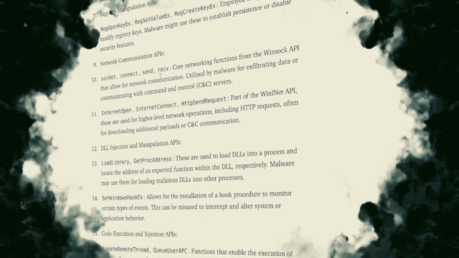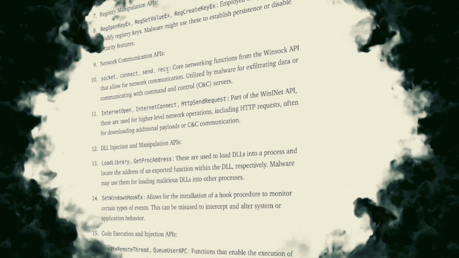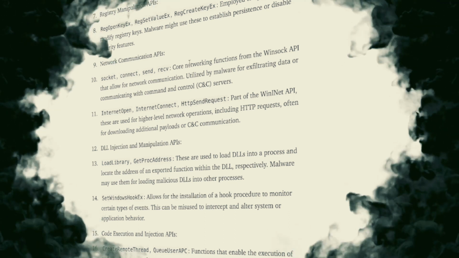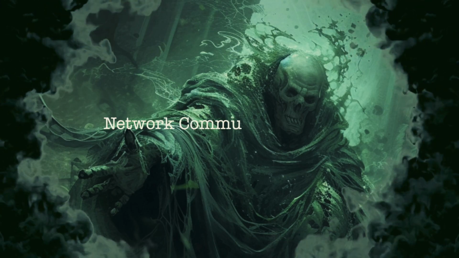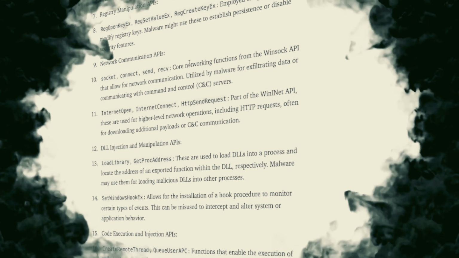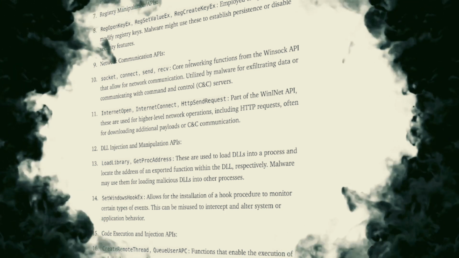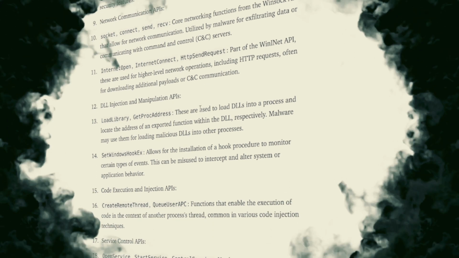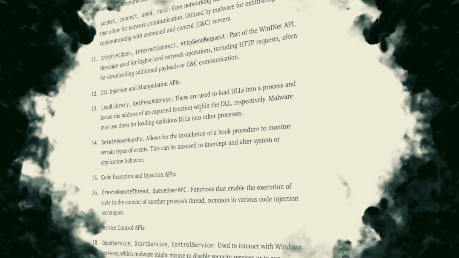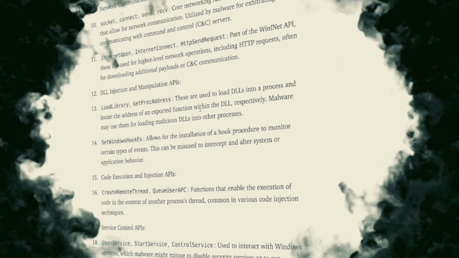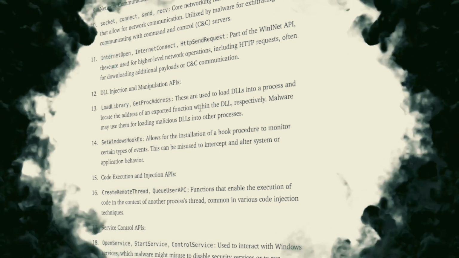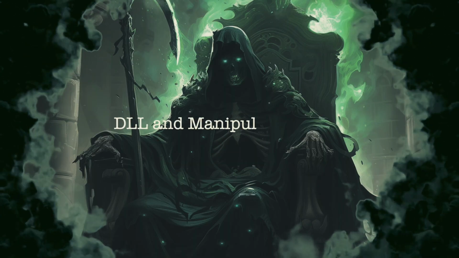Network communication APIs: socket, connect, send, recv are core networking functions from the WinSock API that allow for network communication. Utilized by malware for exfiltrating data or communicating with command and control servers. InternetOpen, InternetConnect, HttpSendRequest. Part of the WinINet API, these are used for higher-level network operations, including HTTP requests, often for downloading additional payloads or C2 communication. DLL injection and manipulation APIs.